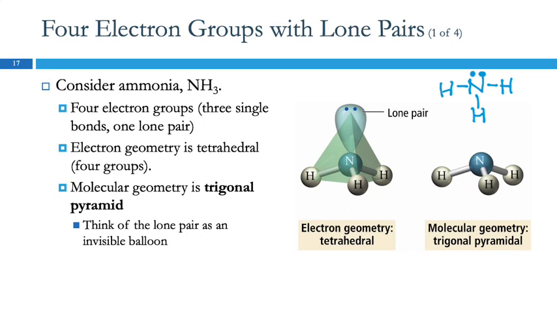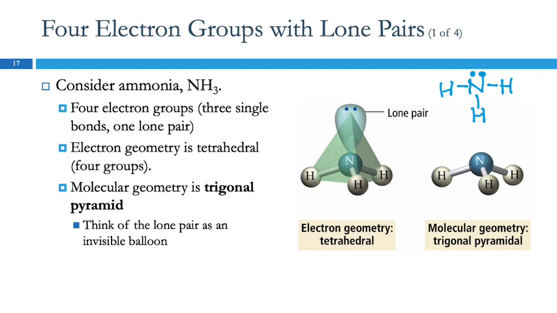Tetrahedron. So they're going to make a tetrahedron kind of like this. So 3 of those are single bond electron groups and 1 is a lone pair. So the electron geometry, the geometry of the electron pairs, is tetrahedral.